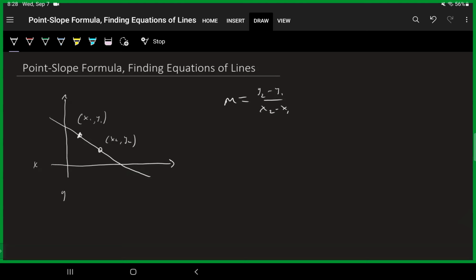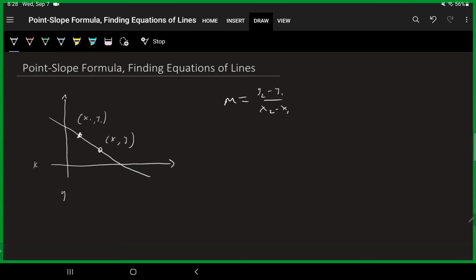If I suppress my subscripts on one of my points, then I would say that that point is a variable. So I don't know what this is. I just know it's an x value and a y value, and it's on that line.